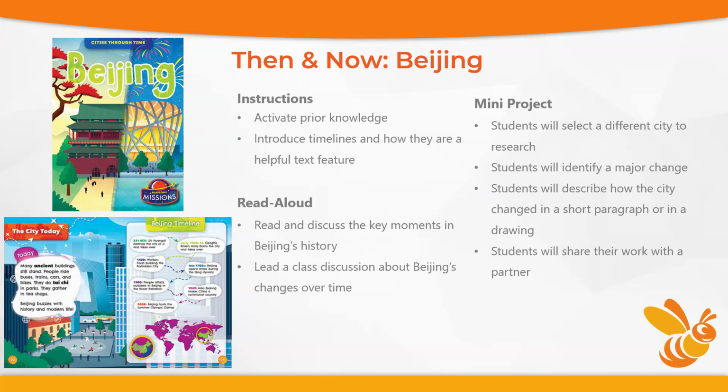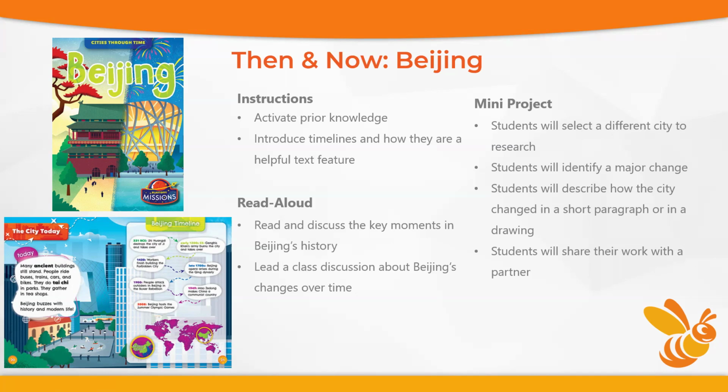During the read aloud, we'll read about key moments in Beijing's history, pausing to discuss important changes, encouraging students to think about why these changes happen and how they impact the people that live there. Then we're going to lead a class discussion about how Beijing has evolved, how it has stayed the same or changed. For a mini project, students will select a different city to research.